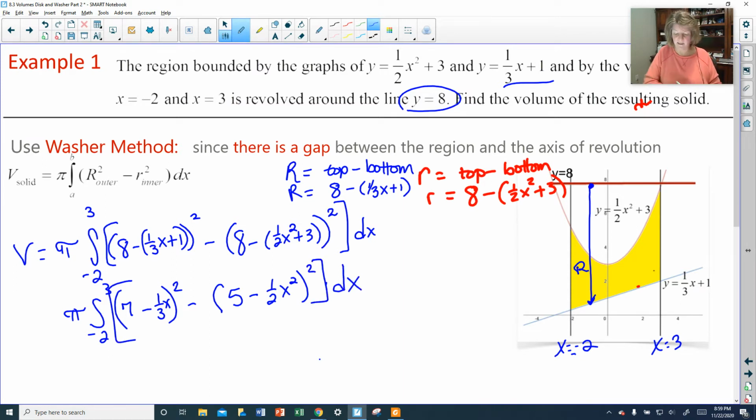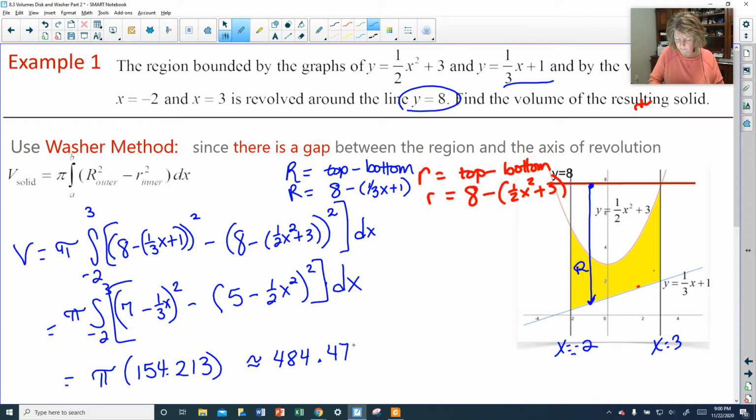And that might have been nicer to key in my calculator. I probably would have done that much. I'm not going to have us obviously work this by hand because that would be a bit of a mess. And the answer comes out to be pi times 154.213, which comes out about 484.474. And it would be cubic units, whatever those units were measured in.